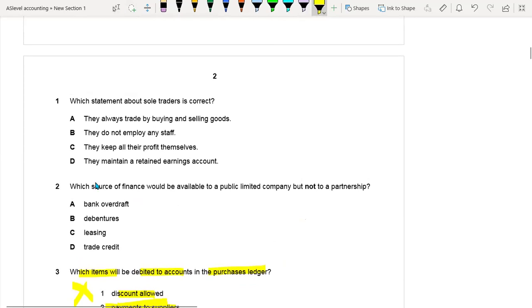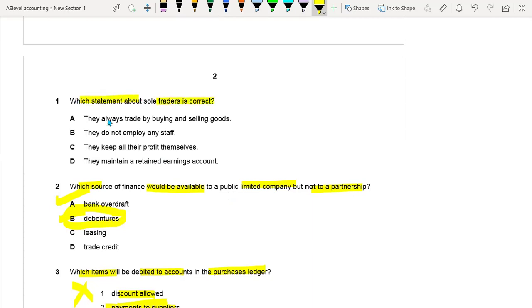Question number 2. Which source of finance would be available to a public limited company but not to a partnership? Okay. Bank overdraft. Yes, this will be available for both. Debentures. Yes, this is only available for the public limited company. Leasing. This is also available for both. Credit card. This is also available for both. So it means only debentures would be available to a public limited company but not a partnership.